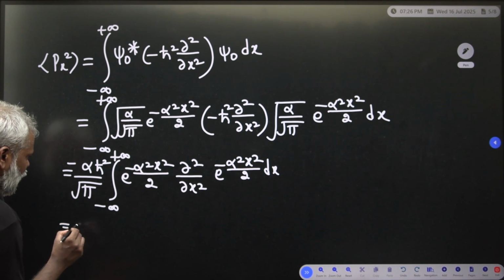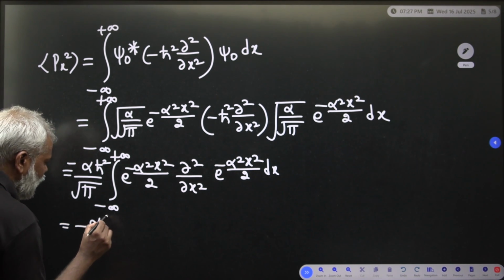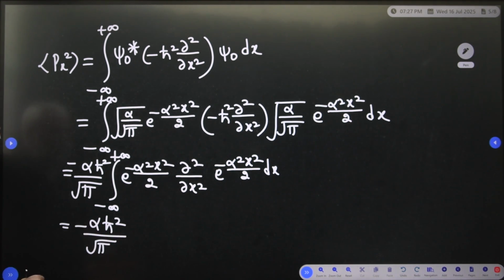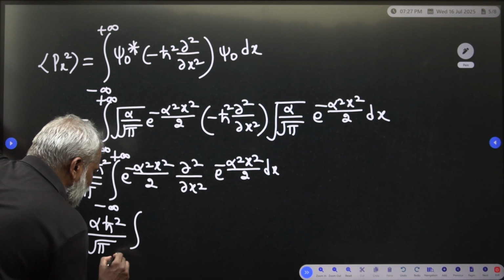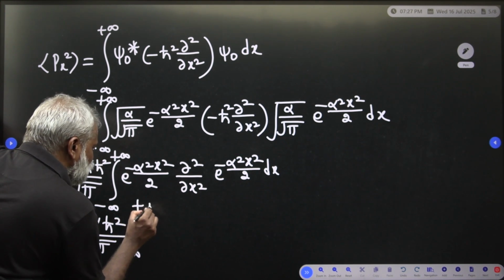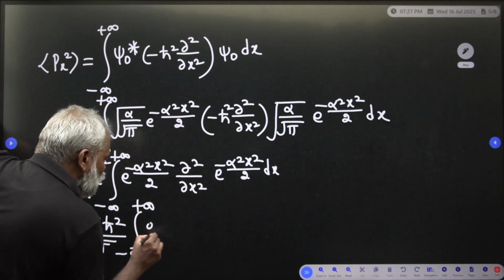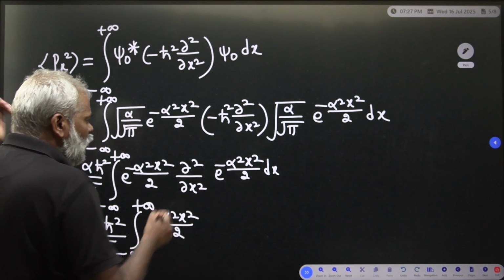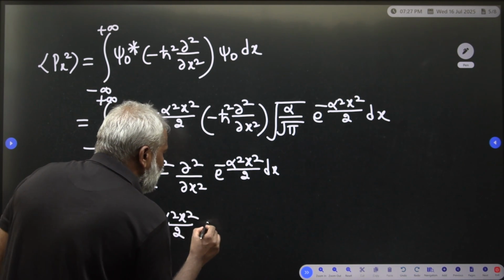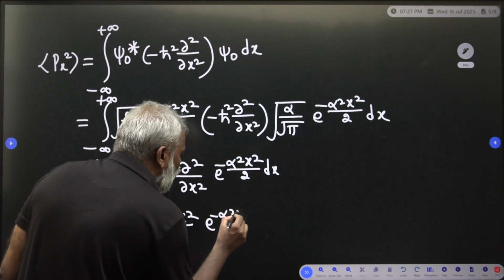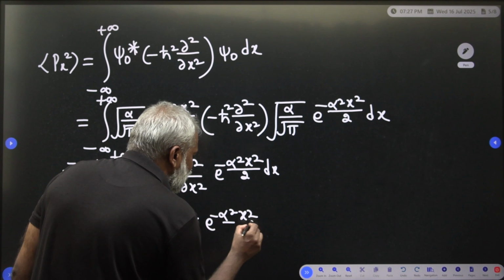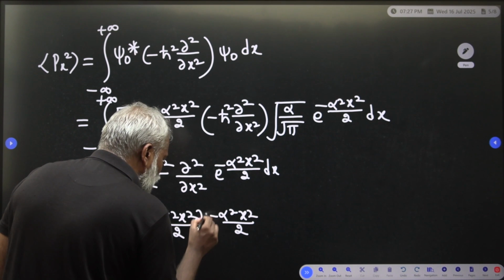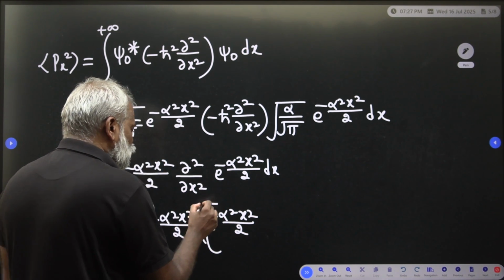Again you have to take minus alpha h cut square divided by root 5, integral minus infinity to plus infinity e to the power of minus alpha square x square divided by 2. First you have to differentiate e to the power of minus alpha square x square divided by 2, so that is d by dx, the first differentiation we are going to take.